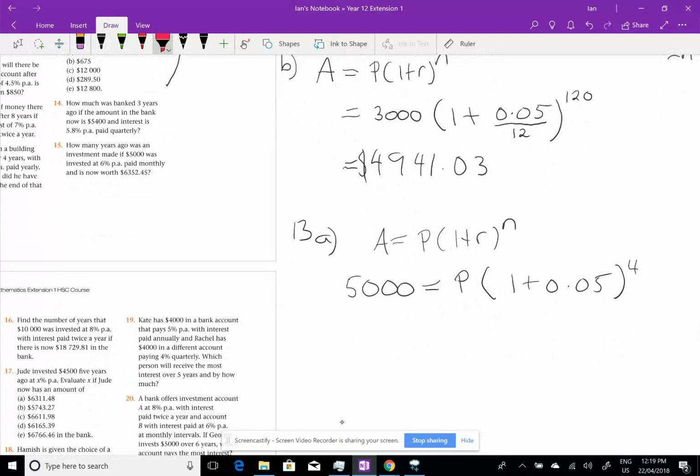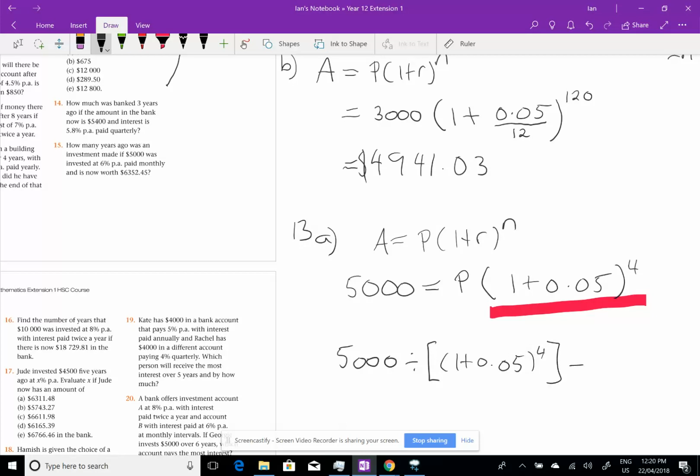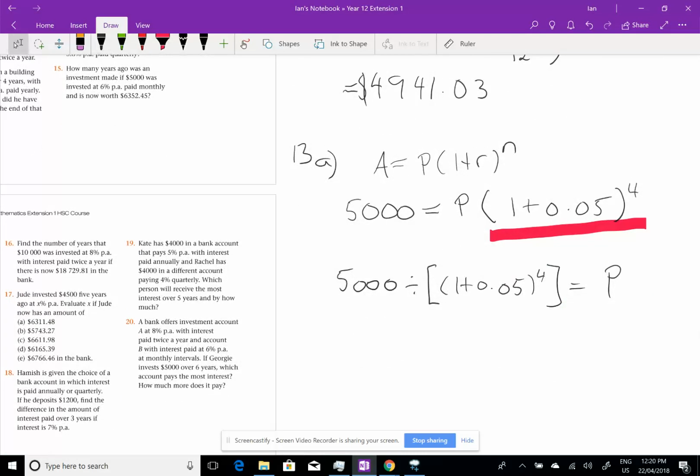Now please remember, you can put that in your calculator and that is a number. But I'm going to just divide by it, so it's 5,000 divided by, and if you really want it, you should put it in brackets, 1 plus 0.05 to the 4. And that'll tell me what the principal is, because it's just an equation. I'll just have to divide by that number. So 5,000 divided by 1 plus 0.05 to the power of 4. And I get $4,113.51.